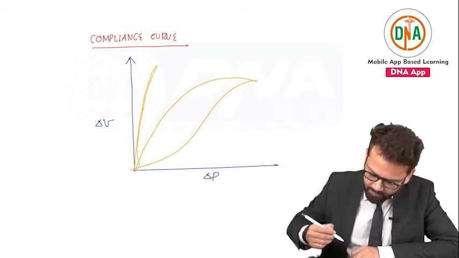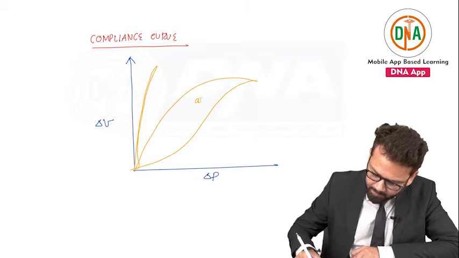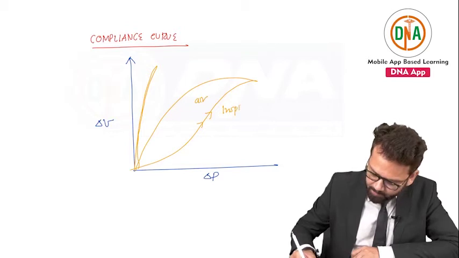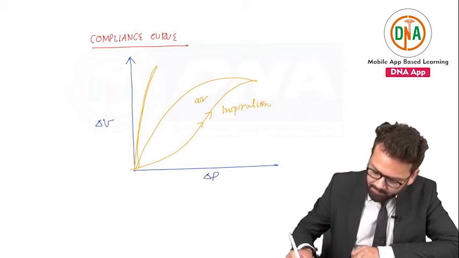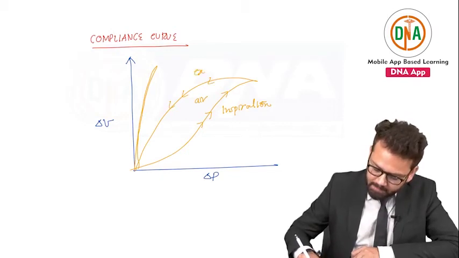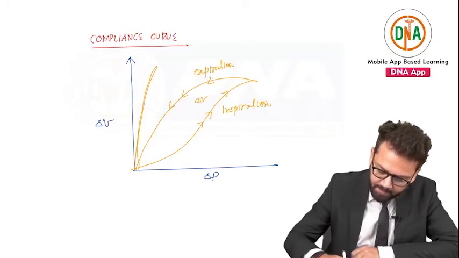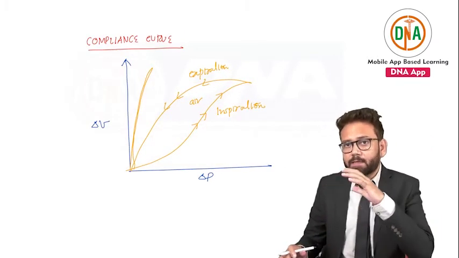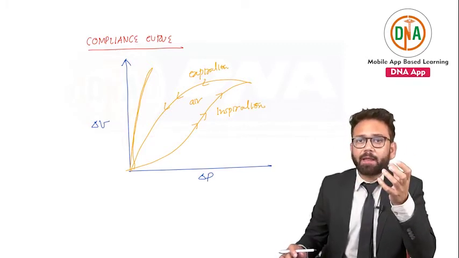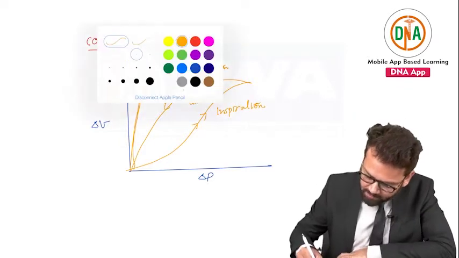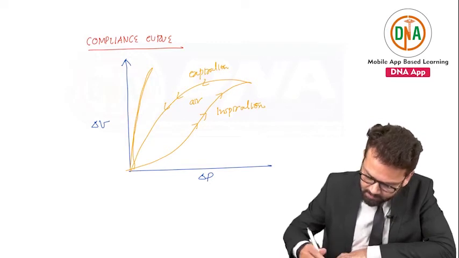This is air. There is inspiration. When we are inspiring, compliance is different, and when we are expiring, compliance is different. So this difference in the compliance during inspiration and expiration is called hysteresis, or hysteresis loop. So this is called as what? This is called hysteresis.